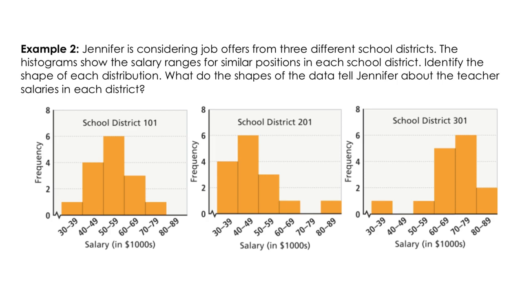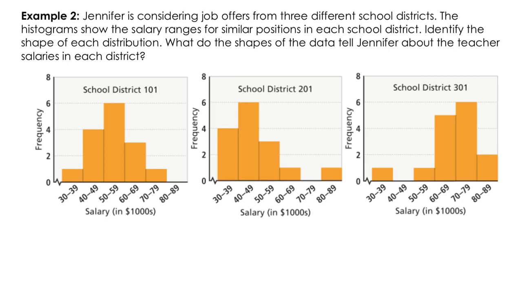So it says Jennifer is considering job offers from 3 different school districts. The histograms show the salary ranges for similar positions in each district. Identify the shape of each distribution. What do the shapes of the data tell Jennifer about the teacher salaries in each district? So let's look at our different shapes.